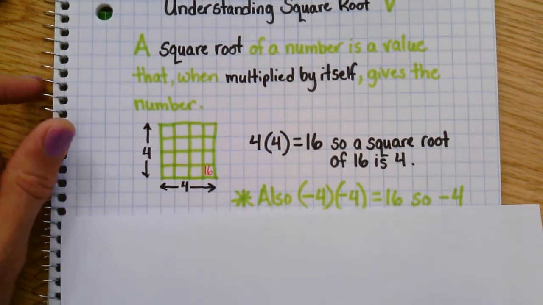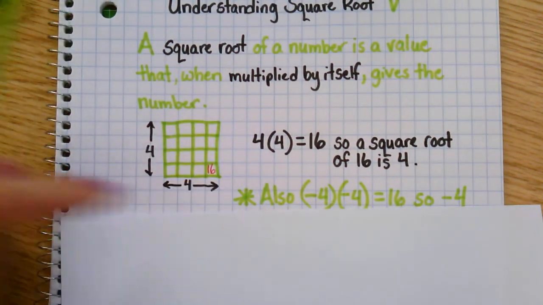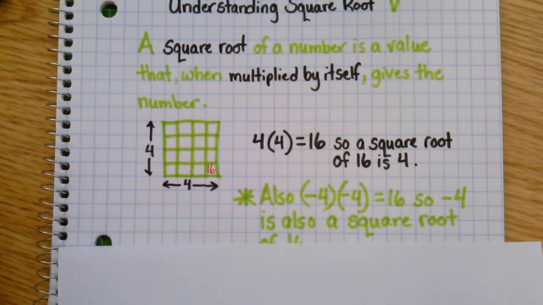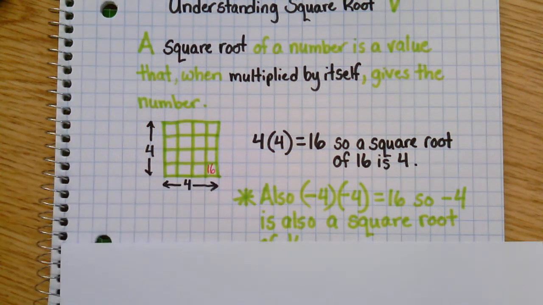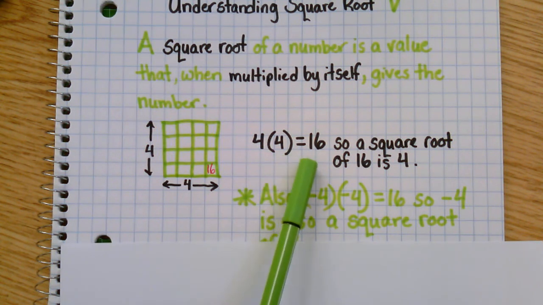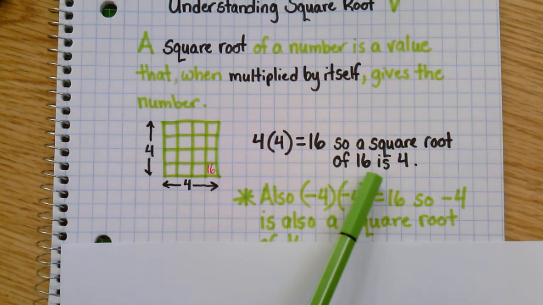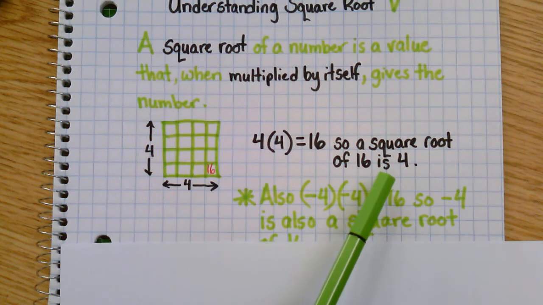So here we have a square. It is a 4 by 4 square. If we were to find the area of this square, 4 times 4 gives us the area of 16 square units. So over here I have it written out in an equation. 4 times 4 is equal to 16. So a square root of 16 is 4. That means 4 times itself equals 16.